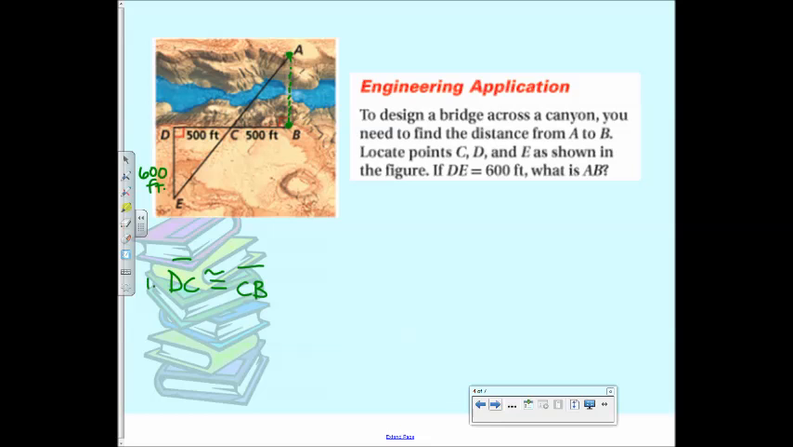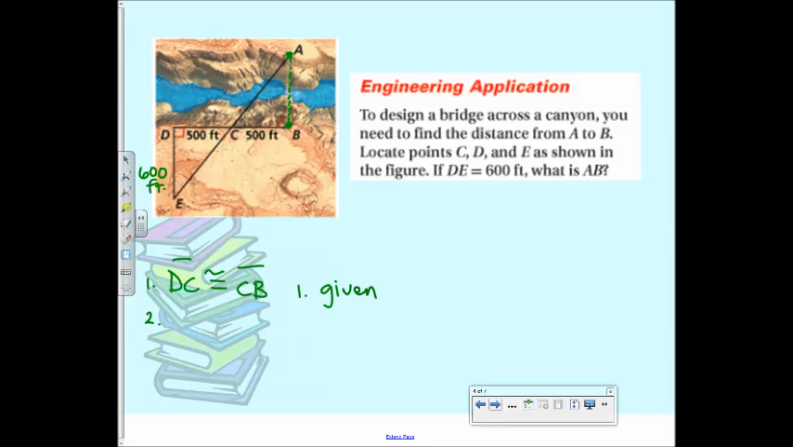So technically we're doing a two-column proof just from this picture. That's a given. What else were we given? Bianca? C is the midpoint of DB. Okay, we know that. Yeah, that's true. We could write that. We might not need that. Mariah?